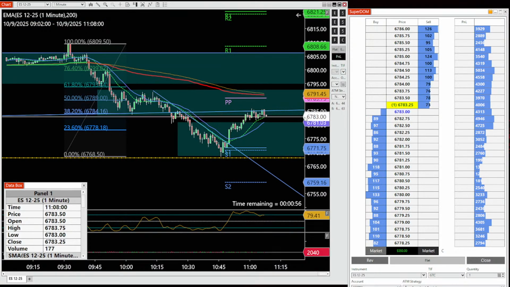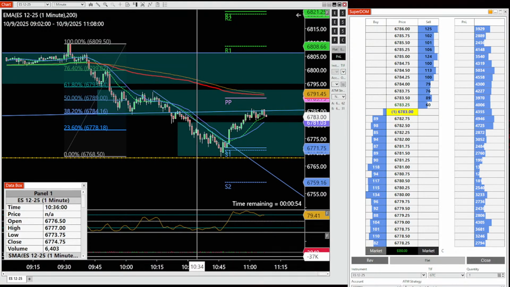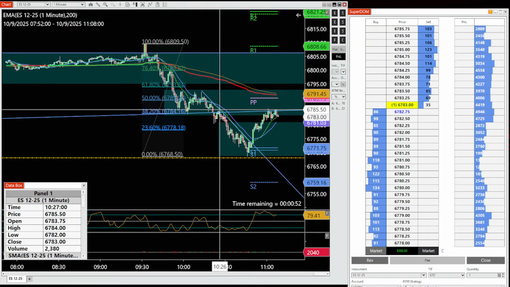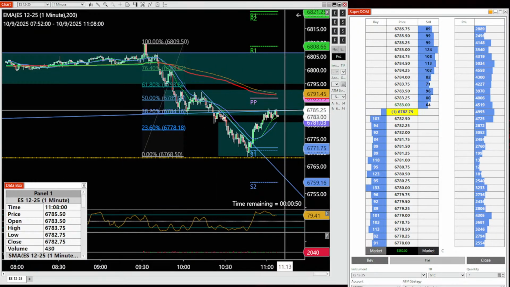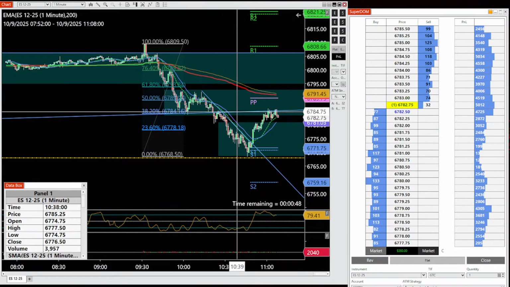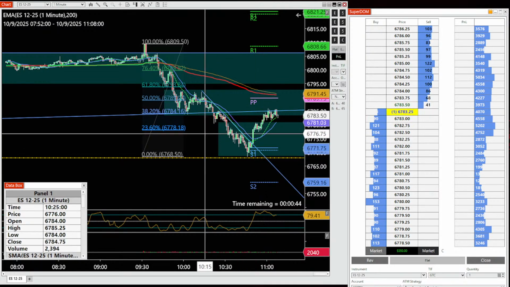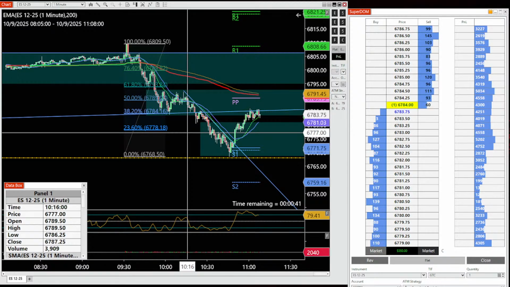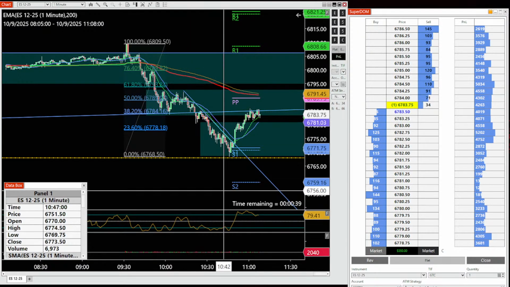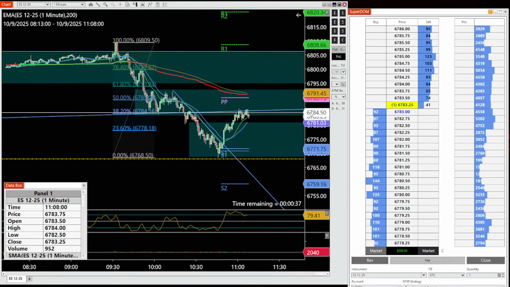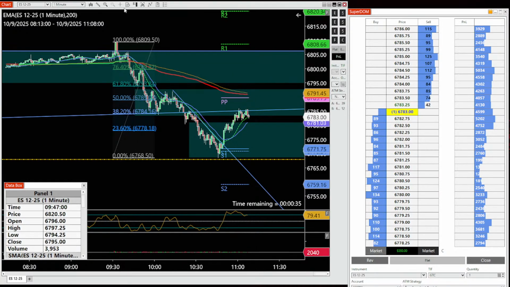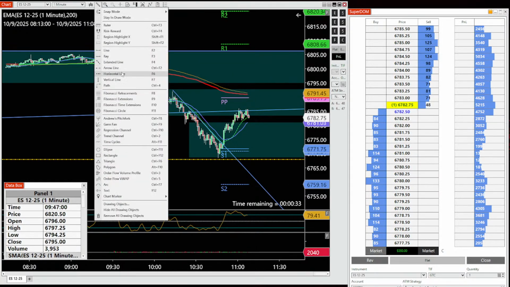Now, if that doesn't work, the rule of thumb is if the head and shoulders doesn't play out, then we go back down to test the head. That's just the rule of thumb. Doesn't always work that way, but that's the rule of thumb.